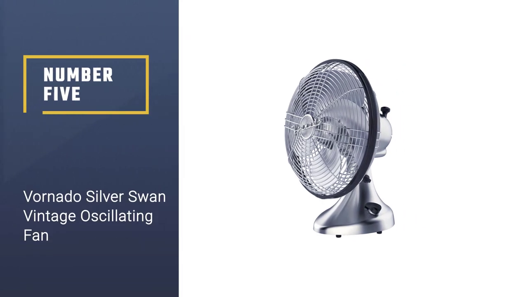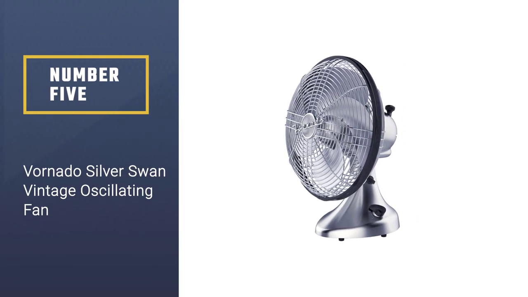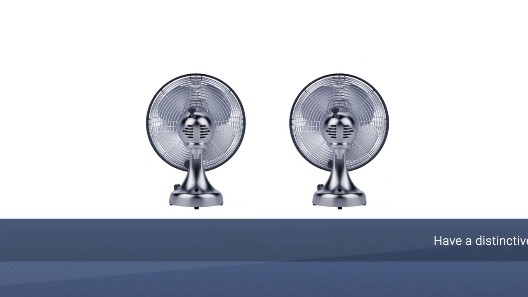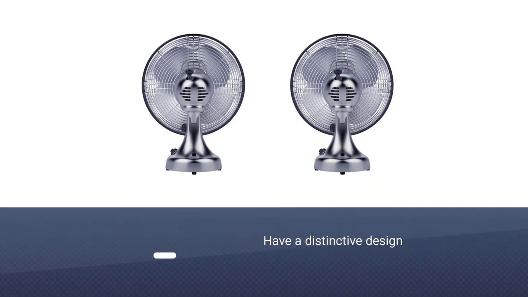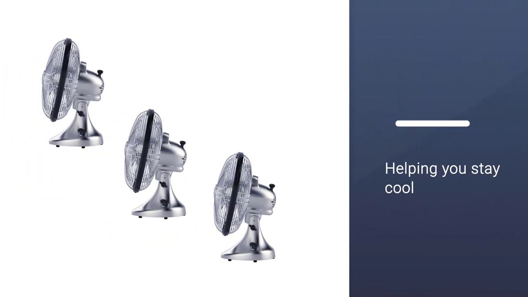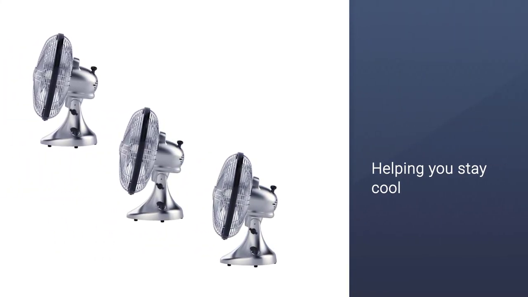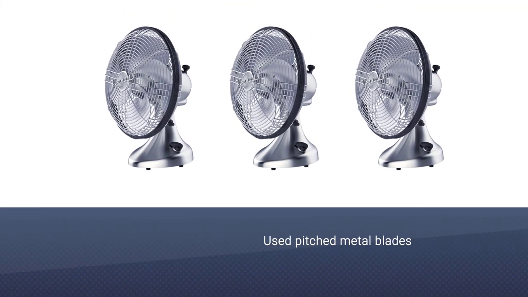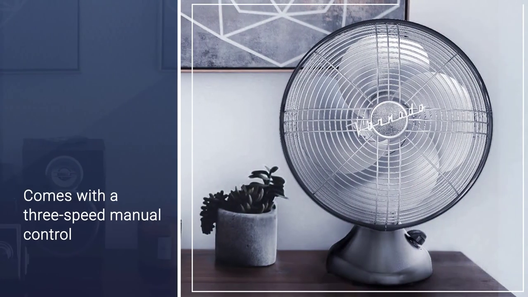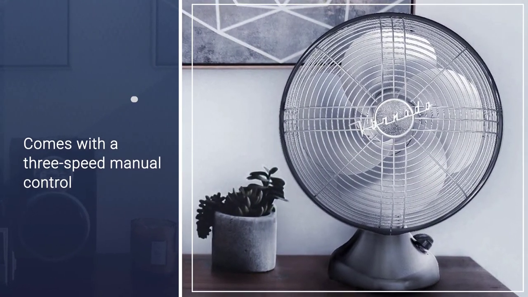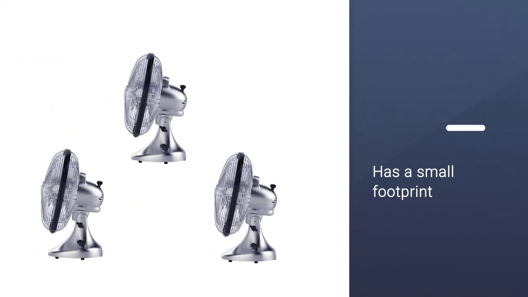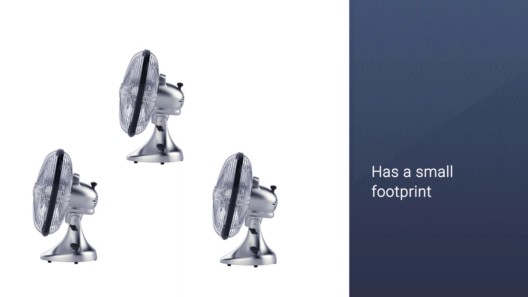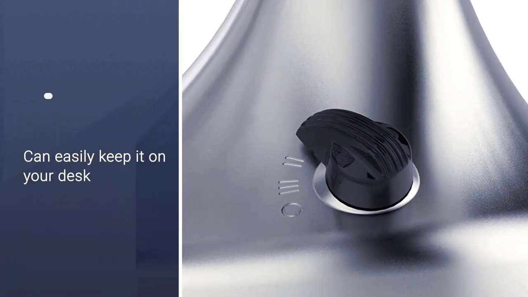Number 5. Vornado Silver Swan Vintage Oscillating Fan. Desktop fans have been a distinctive design that hasn't varied much over the years. However, that's because the design is effective at helping you stay cool. The Vornado Silver Swan Oscillating Fan is one of the best desktop fans, thanks to its pitched metal blades. The Silver Swan Oscillating Fan comes with a 3-speed manual control to set the level of your preference. The fan has a small footprint, so you can easily keep it on your desk without taking up too much space.